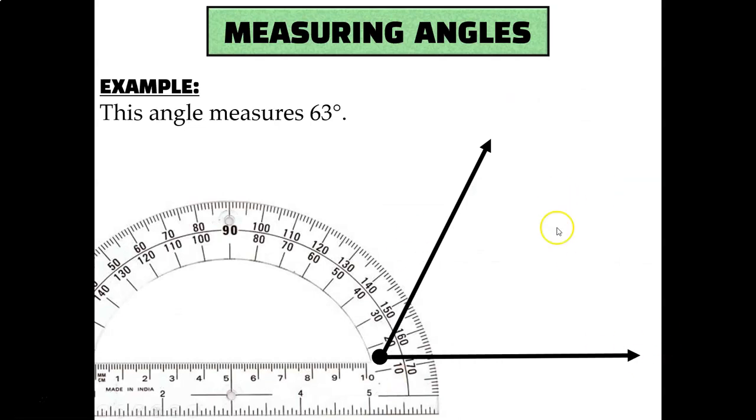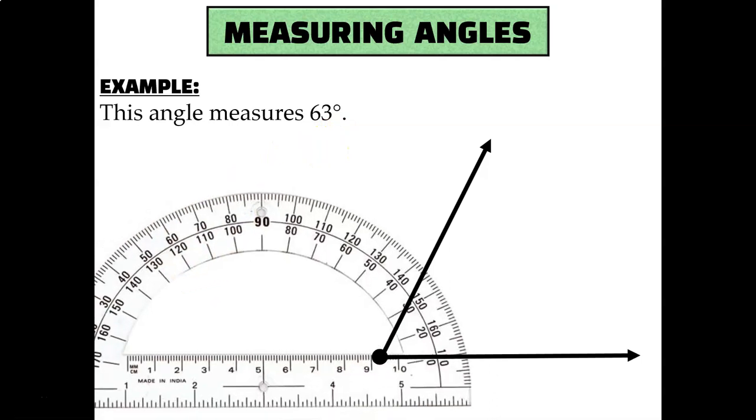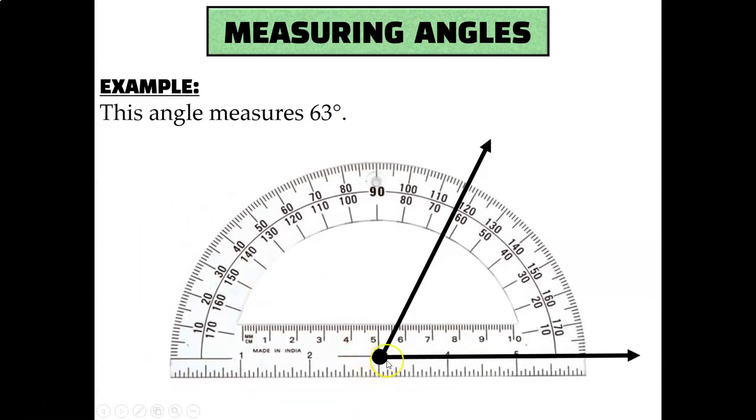Let's take a look at a couple examples. I want to measure this angle right here. Spoilers, it's 63 degrees. Well, how did I figure that out? Let's move this protractor so that the vertex is lined up with that little hole in the center at the bottom. And one of the two sides got lined up with the straight line that goes through that hole that we lined up the vertex on.